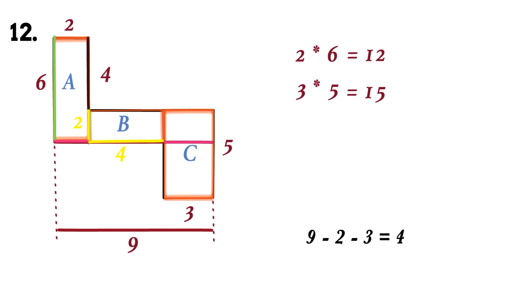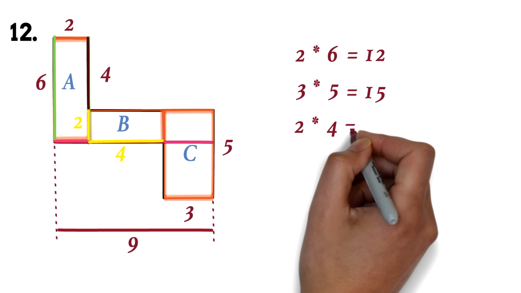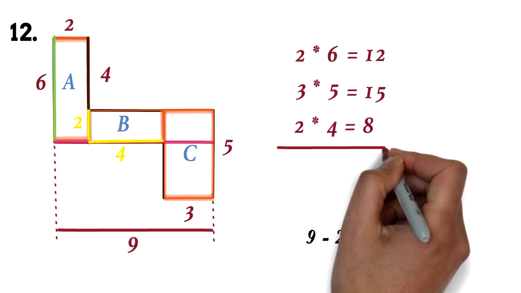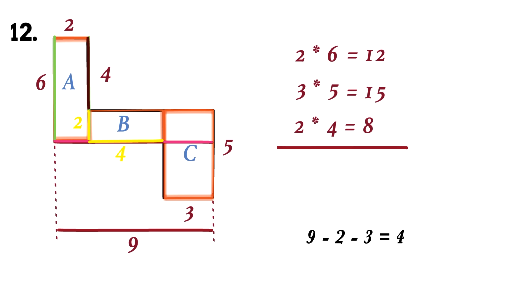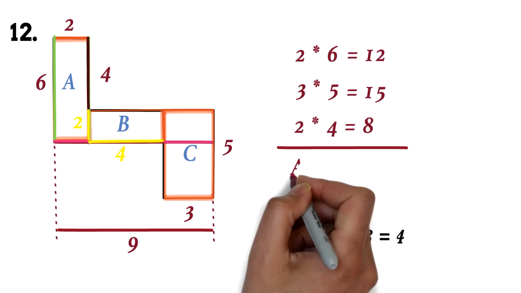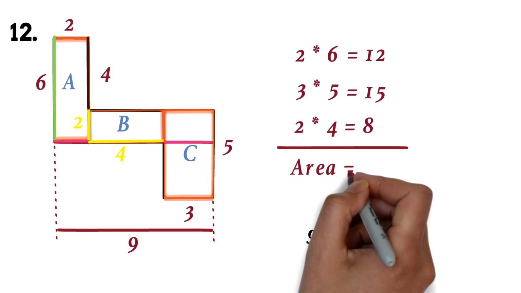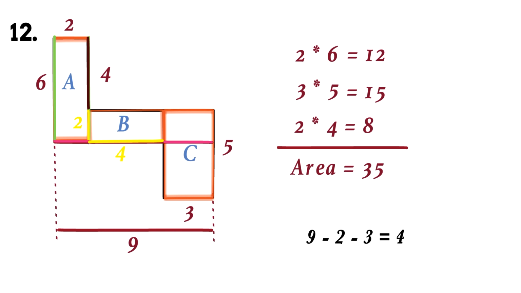Now we have our two dimensions. We multiply the 2 by the 4 to get 8. We add the area of the 3 rectangles, 12 plus 15 plus 8, to get 35 as the area.